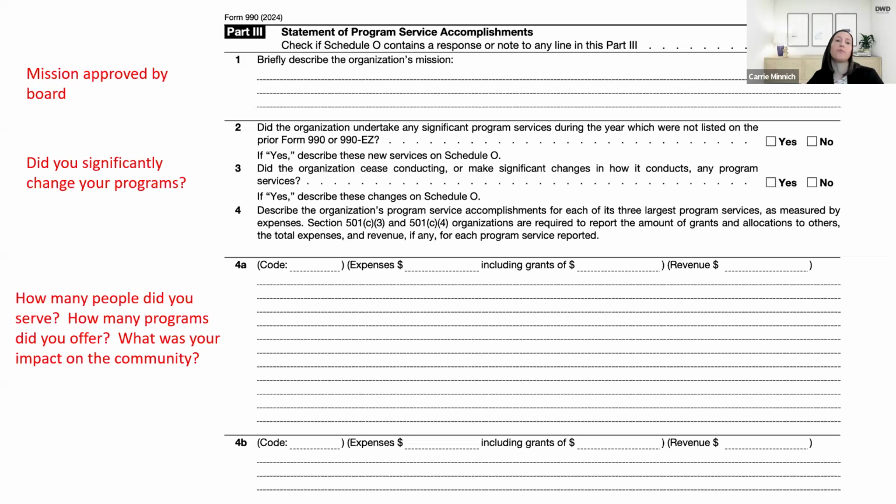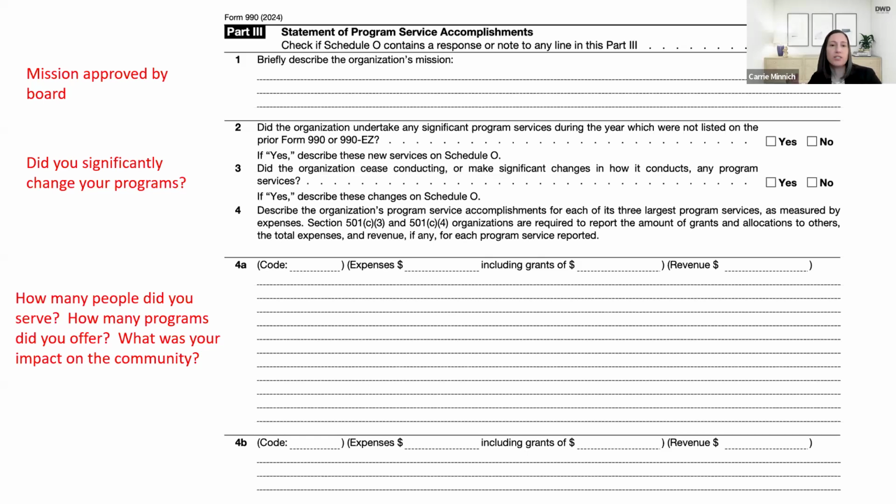The next section here, number 4, asks about your top 4 programs by revenue to explain what your program service accomplishments were during the year. This is basically your opportunity as an organization to brag about what you did during the year. How many people did you serve? How many programs did you offer? How did you impact the community?